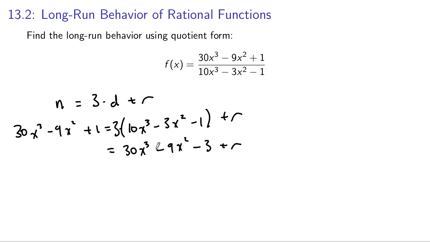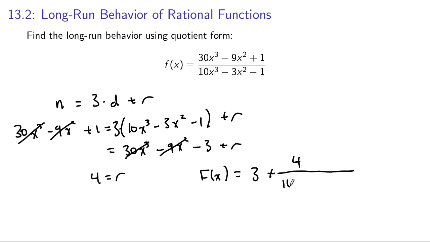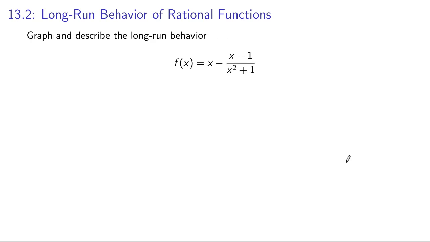r. Now subtracting 30x cubed from both sides will intentionally, we made this on purpose, cancel those. Adding 9x squared actually cancels the 9x squared. Then adding 3 just leaves us with 4 as the remainder. So here we can write f of x in quotient form as the quotient 3 plus the remainder 4 over the denominator. So that's how we put into quotient form.